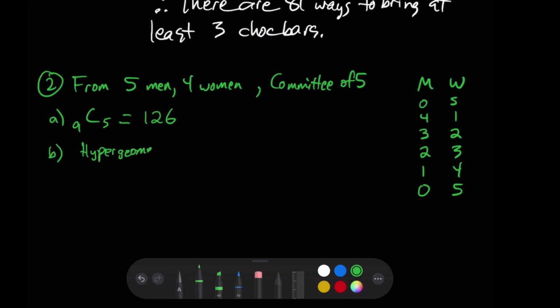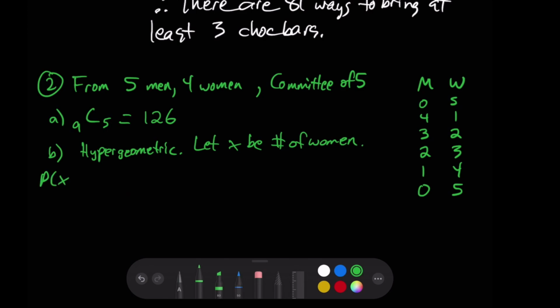Hypergeometric. The probabilities are going to change as we work, and so the trials are dependent. So it's not binomial, it's not uniform probability. And we want exactly 3 women. So let X be the number of women. So success is being a woman. And let's write out our formula. I find that helpful to do right away with these questions and then kind of fill in the blanks.